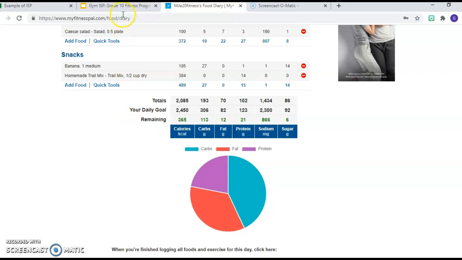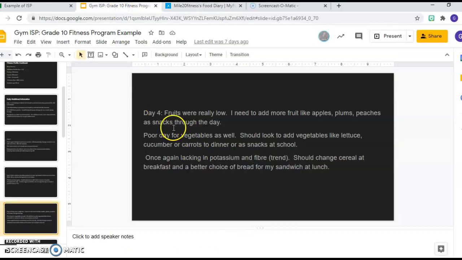If you think about the example that I posted a while ago, here's just an example of some comments. So his fruits were really low. And you can make that assessment based on what you know is in the diet. I need to add more fruit like apples, plums, peaches as snacks throughout the day. So there's an identified problem and then a specific recommendation.